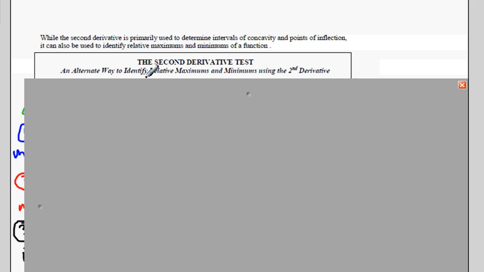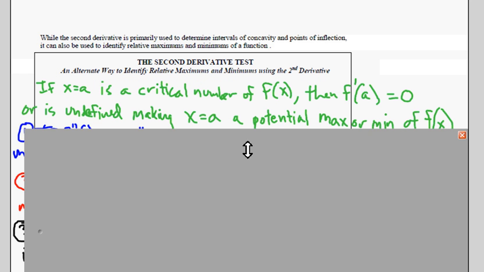Okay, so now the second derivative is primarily used to determine intervals of concavity and points of inflection. It can also be used to identify relative maxes and mins of a function. So if we know the second derivative, we can use this test to find out some information about maxes and mins of the original function. So the second derivative test is an alternate way to identify relative max and mins using the second derivative. If x equals a is a critical number of the original function f of x, then the derivative at that given value a equals 0 or is undefined, making x equals a potential max or min.